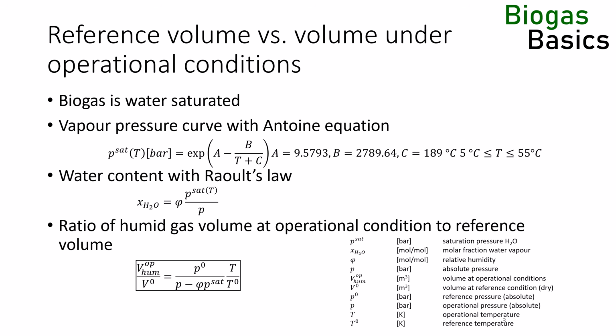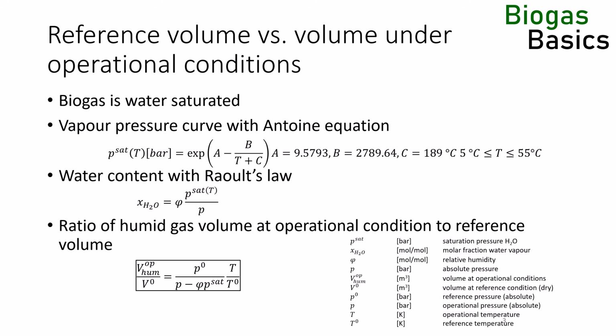The ratio of the volume of humid biogas under operational conditions to the volume of dry biogas under standardized conditions can be expressed with the following formula. The volume of humid gas under operational conditions over the volume of dry gas at reference conditions is reference pressure over absolute pressure minus water vapor pressure, times temperature over reference temperature.